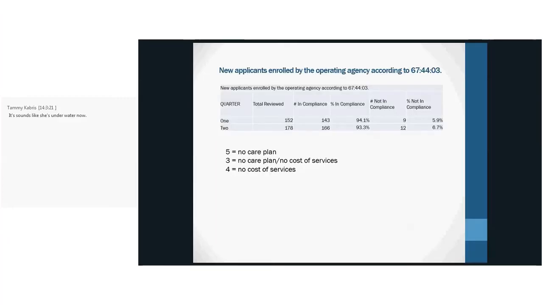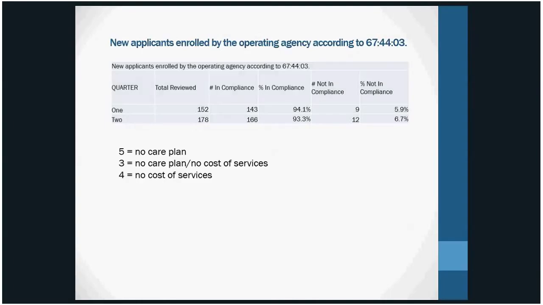The first one is new applicants enrolled by the operating agency according to 674403. And so we look at several things here. This requires the individual to be in a home and community-based setting. It requires the person to have a level of care, a care plan, and to be approved by the Division of Economic Assistance. It also requires cost of services. So we look at all of those things in order to establish the performance compliance for this one in particular.